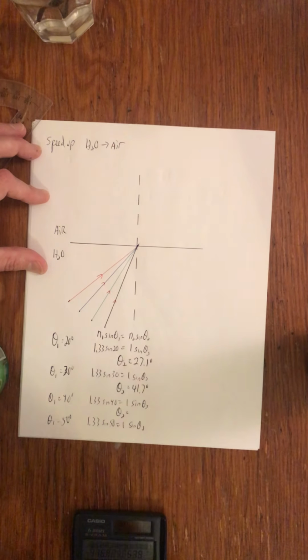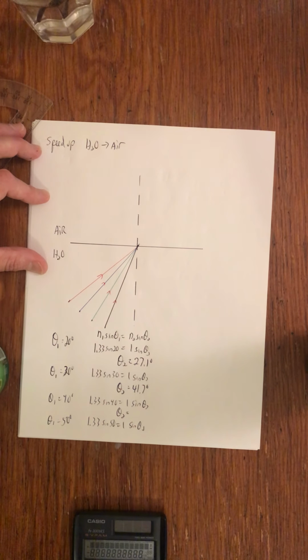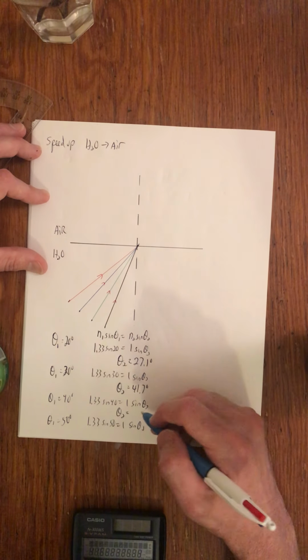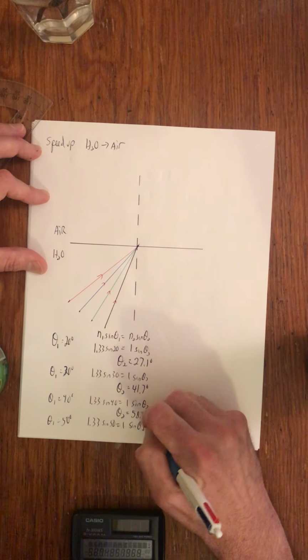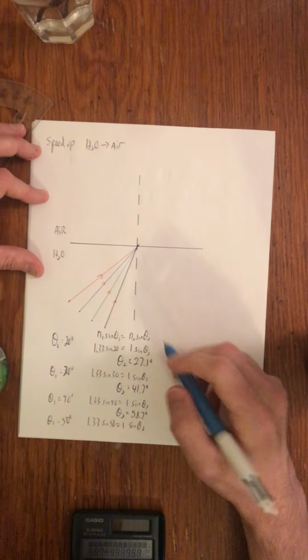Theta 2 is equal to 1.33 sine 40, shift, answer. Oops, I just did the same one. 1.33 sine 40, second sine, answer, 58.7. Let's just stop there for a second.